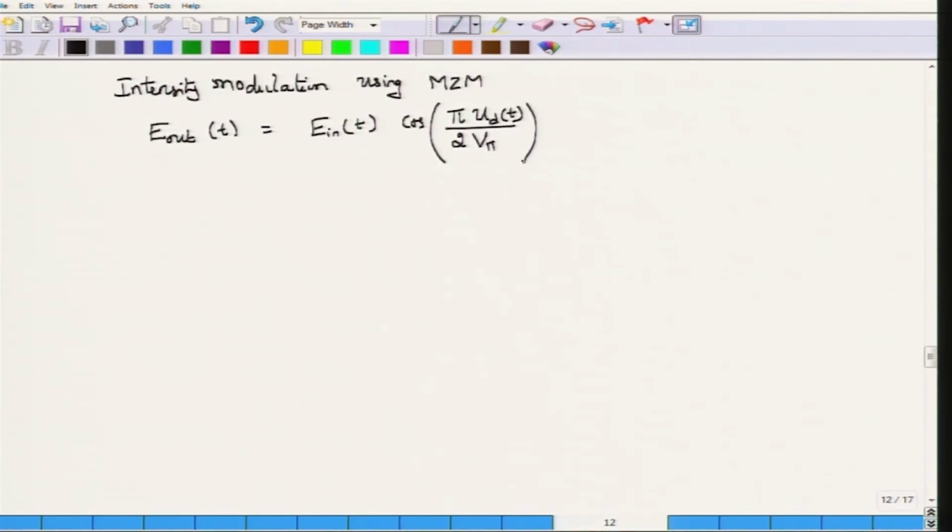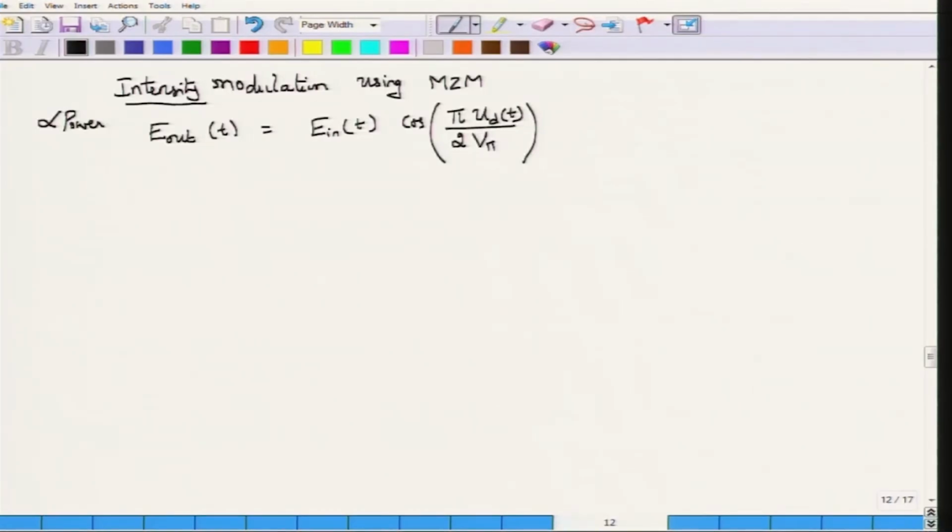This is something that we have seen. We have also seen how the electric field transfer function looks when you plot the ratio of E out by E in as a function of ud of t. It would be a cosine waveform. Now, as I said, I am interested in the intensity that is coming out of the Mach Zehnder modulator. Intensity is proportional to optical power. In this particular case, we will assume that intensity is actually equal to power.